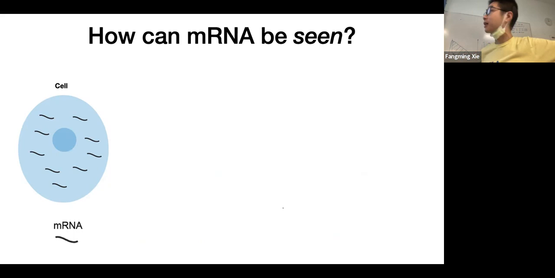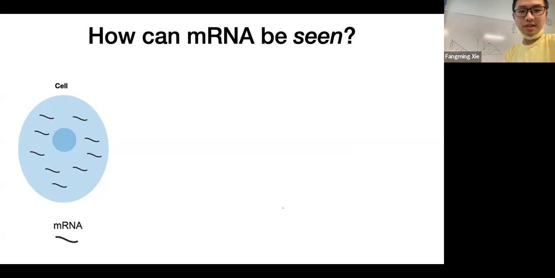So what's the next question? How does it work, right? We covered what, we covered why, and now how does it work? How can mRNA molecules be seen? Here's a cartoon which I drew. A cell has a nucleus and mRNA molecules floating around in the cell. Obviously the cell is very crowded, packed with mRNAs, other kinds of RNAs, proteins, and other things. It's not just mRNA, but that's what we are focusing on for the moment.